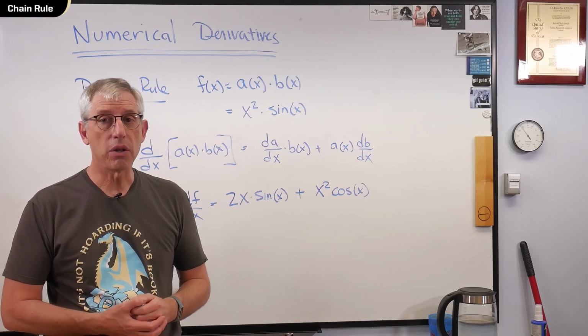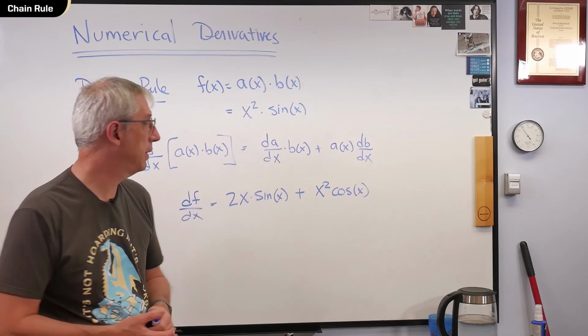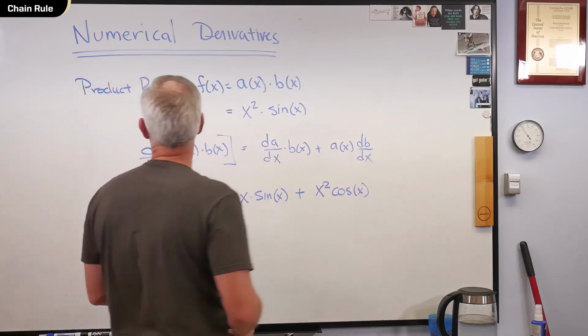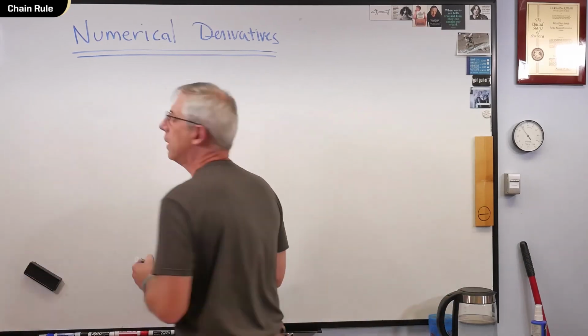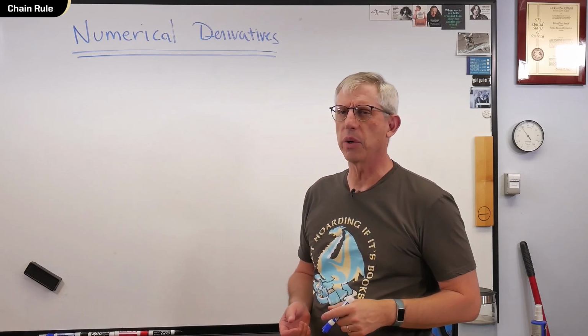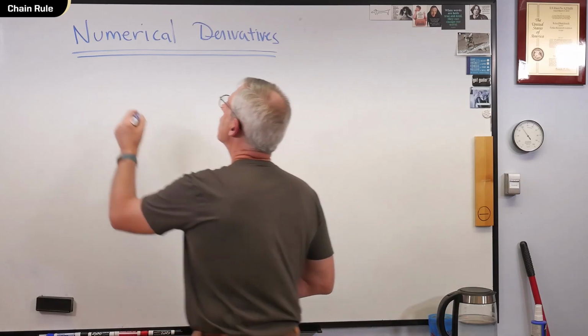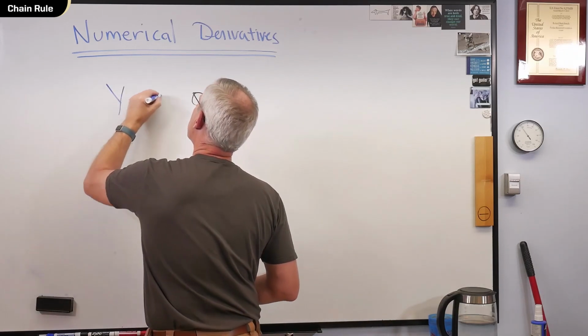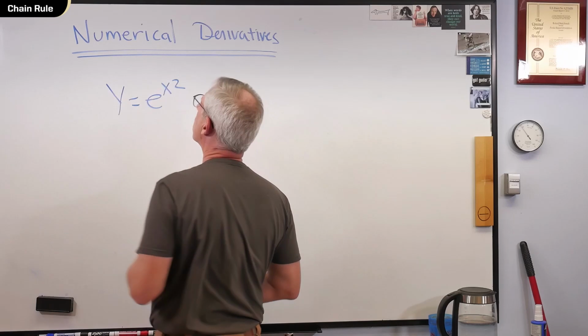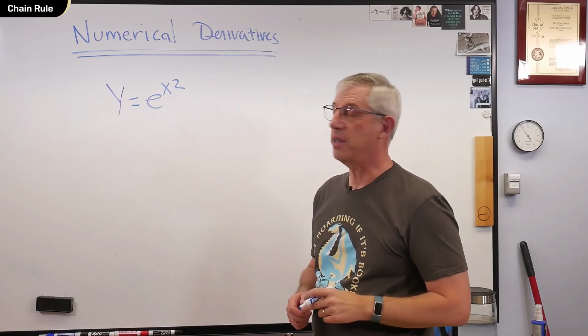So the next thing we need to learn about is called the chain rule. And let me erase my board here. Now what if we have a function that's a little more insidious than just the product of two other functions? Okay, let's start with this one. Y equals e to the x squared. Well, that part's easy to write down.